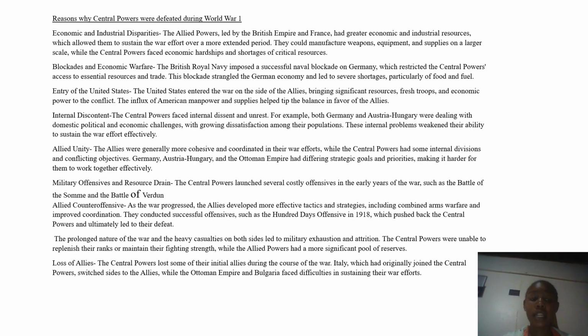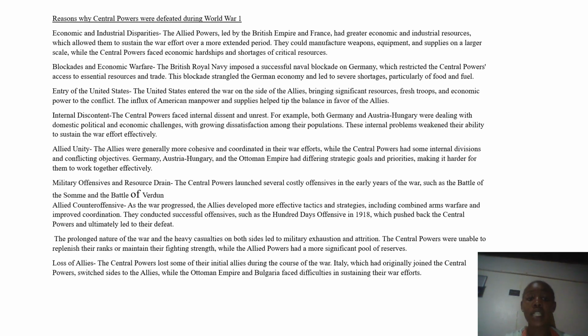Then reasons why the Central Powers were defeated. One, the allies of the Central Powers all the time had to be assisted by Germany, which led to weakening of Germany. There was economic and industrial disparities. The Allied powers led by the British Empire and France had great economic and industrial resources, which allowed them to sustain the war effort over a more extended period.